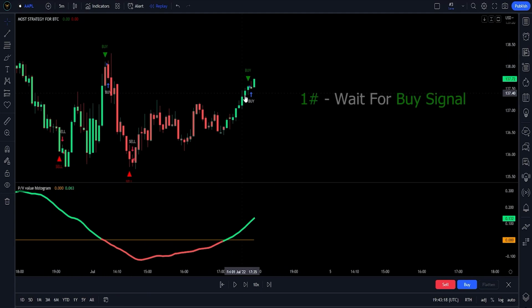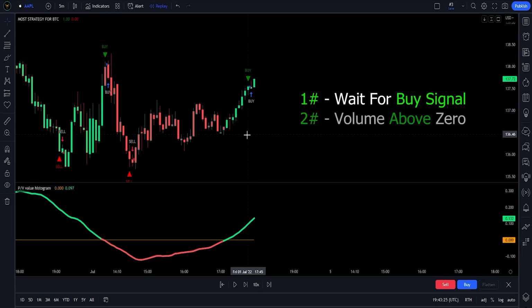First of all, we can see that our Most Strategy indicator gave us a buy signal. That's rule number 1. Our second rule is that our volume is above 0 level, also confirming that we are in a bullish market. For our third and final rule, we need to check if the candle next to our buy signal is bullish, and as you can see, it is.